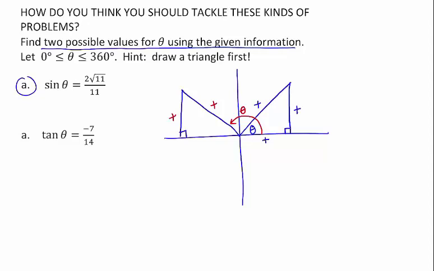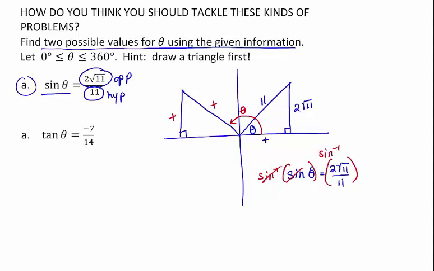All right, so the first thing we're going to do is put the values where they belong. So I'm going to put 2 square roots of 11 over 11. 2 square roots of 11 goes on the opposite. This would be our opposite. And our hypotenuse would be 11. Okay, so if we want to figure out what the angle is, we can take the inverse sine to get rid of the sine. So we know that if sine theta equals 2 square roots of 11 over 11, if we apply the inverse sine to that, that's going to leave us with theta equals the sine inverse of 2 square roots of 11 over 11.